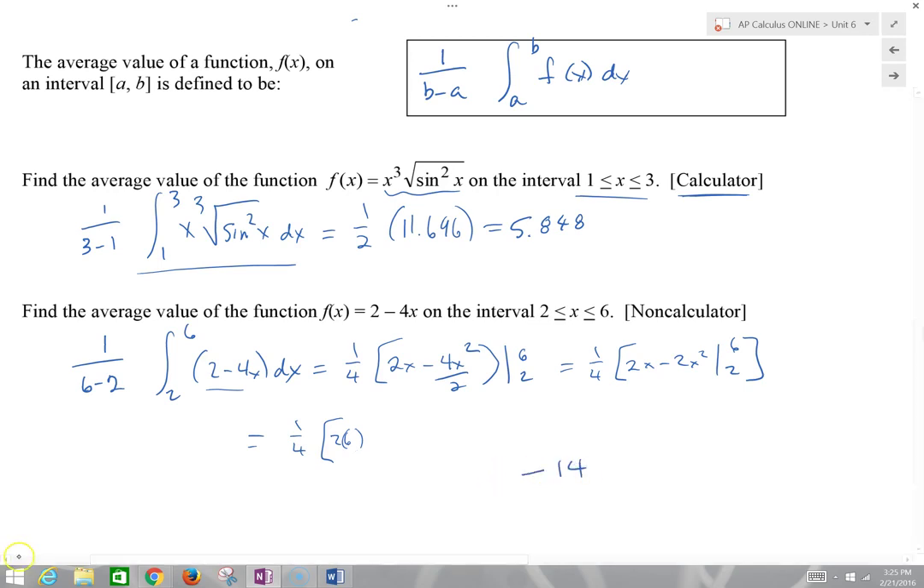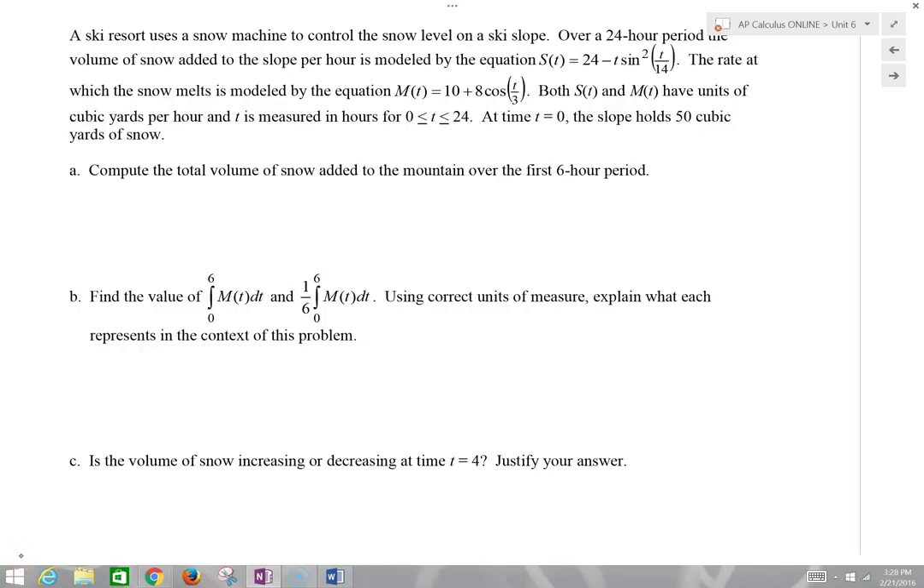On the next page, we have another example, a word problem, and it's right up our alley. A ski resort uses a snow machine to control the snow level on a ski slope, which is true. Over a 24-hour period, the volume of snow added to the slope per hour is modeled by the equation S of t, and the rate at which the snow is melting is modeled by the equation m of t.